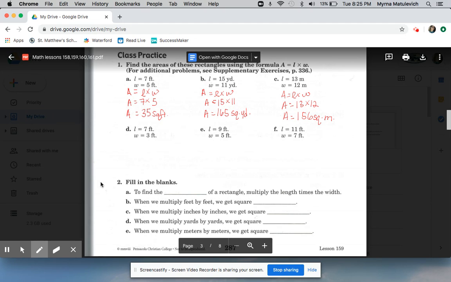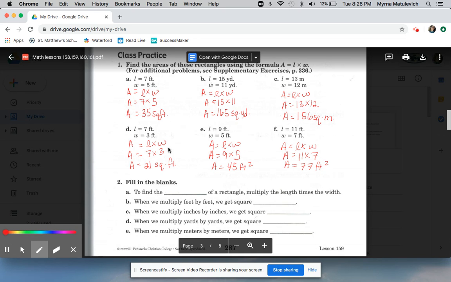Okay, do these three. So I did the same thing here. I wrote the formula. I substituted the measurements for the variables, and then I added my units. Because it's area, not perimeter, and it's the whole middle of it, it's not just the distance around. You're doing square feet, and you can also write it this way, feet squared. That's just another way to write it.